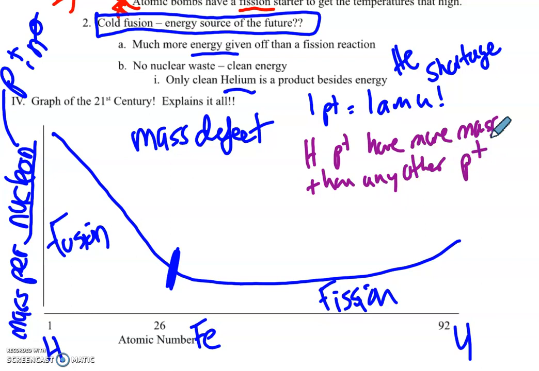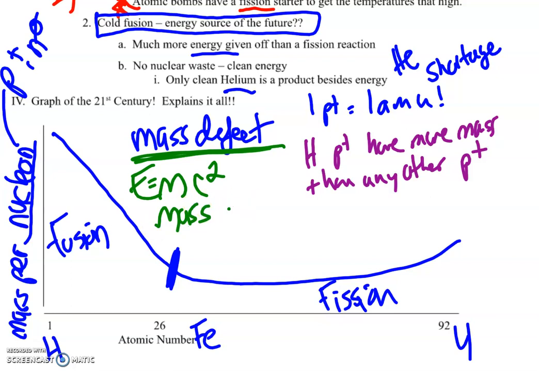mass. And so what happens is when those hydrogen protons fuse together to form helium, some of that mass is converted into energy. So that's called the mass defect, and we actually have an equation that describes that. Albert Einstein gave us that equation, which is E equals mc squared. So energy is equal to mass times the speed of light squared. So some of that mass is being converted into pure energy.